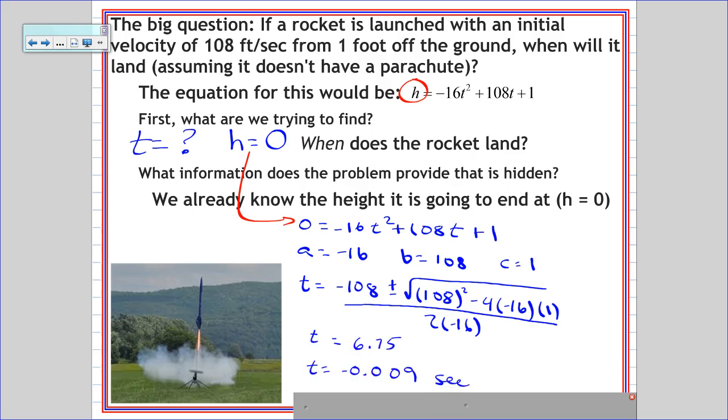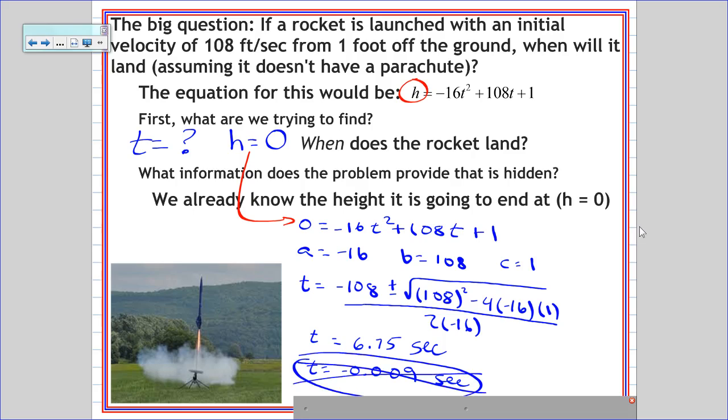And I'm going to get two answers here. I'm going to get 6.75 seconds and negative 0.009 seconds. Now, last time I checked, we don't have a time machine, so it can't be negative time. More on what that means later. So that must mean that it's going to take 6.75 seconds. Make sure you can get that out of your calculator. That's definitely something that everyone would use a calculator for.